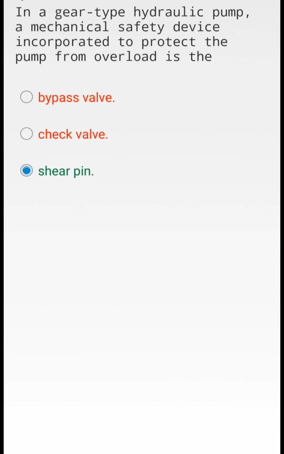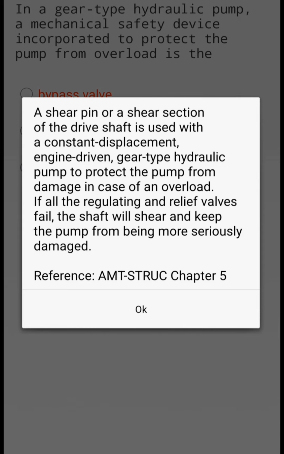In a gear-type hydraulic pump, a mechanical safety device incorporated to protect the pump from overload is the shear pin. A shear pin, or a shear section of the drive shaft, is used with a constant displacement, engine-driven, gear-type hydraulic pump to protect the pump from damage in case of an overload. If all the regulating and relief valves fail, the shaft will shear and keep the pump from being more seriously damaged.